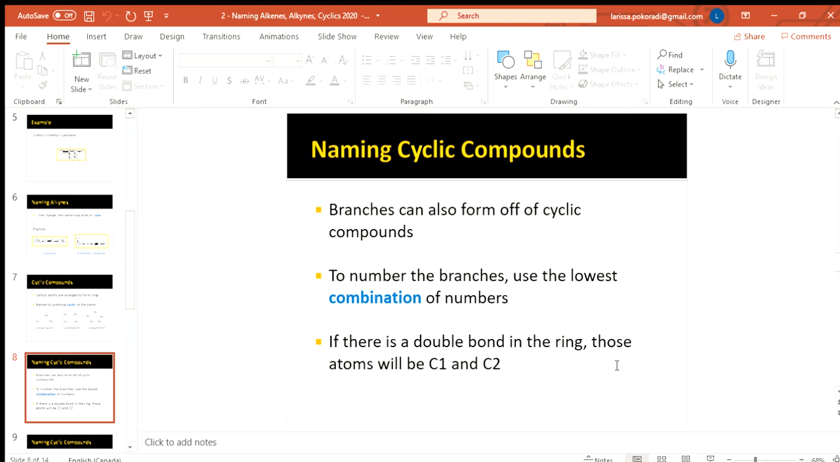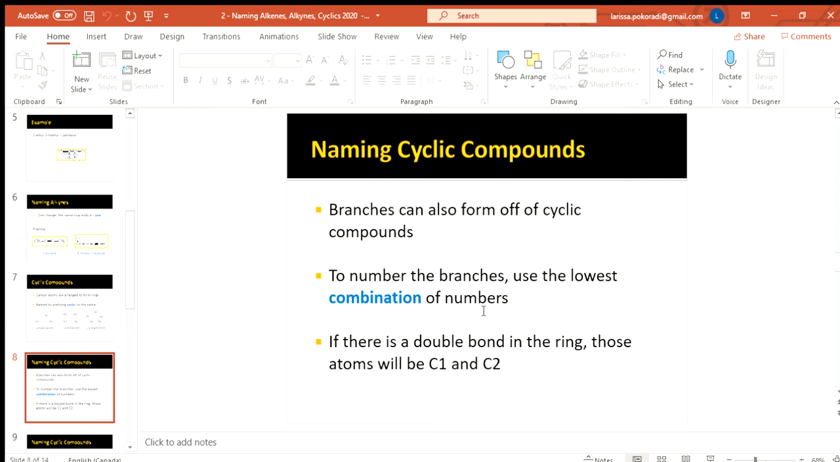Cyclics can be some of the hardest ones based on what's coming off of them. So a slightly different naming rule, because now we don't have a clear start and end to our chain, right? It's kind of cyclical, a circle. We could call any of those carbons carbon 1. So if we did have branches, what we're looking for is the lowest combination of numbers. And we'll see that in some examples.